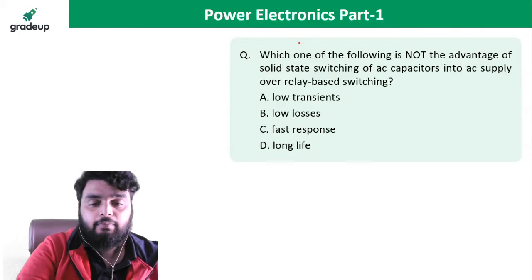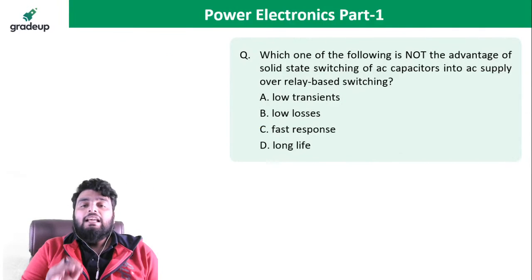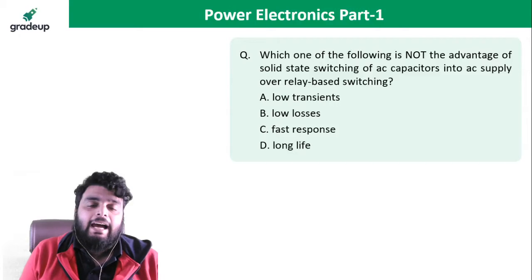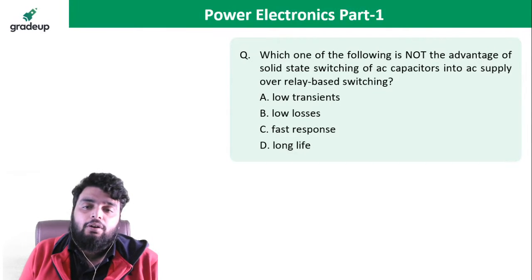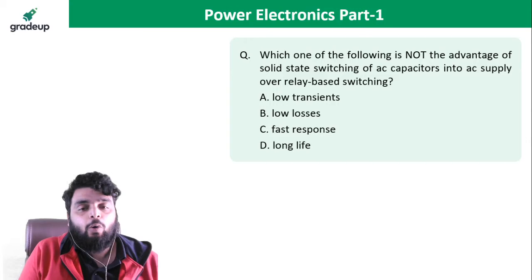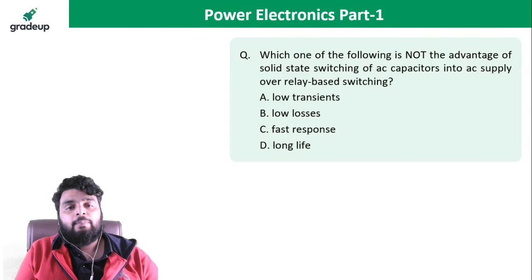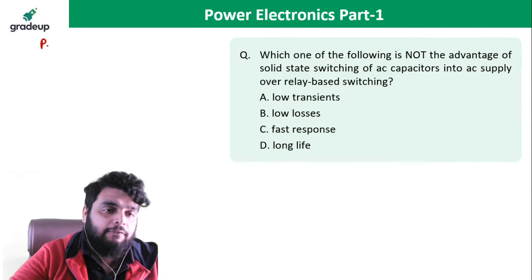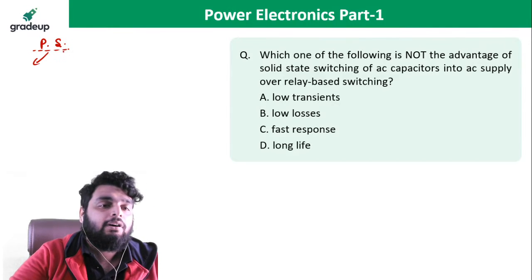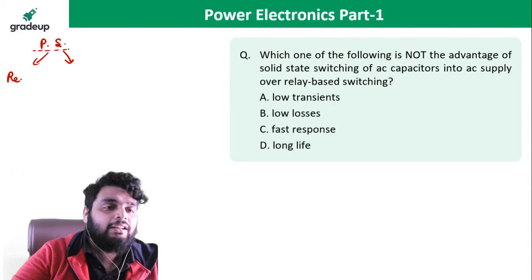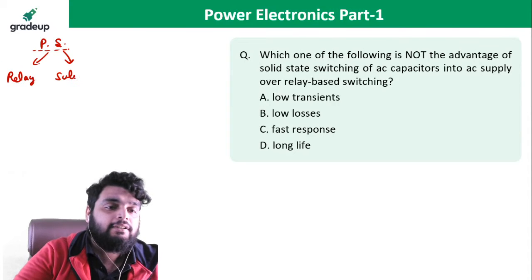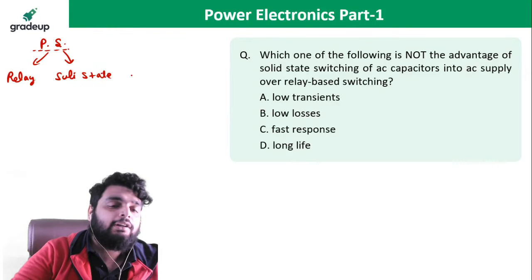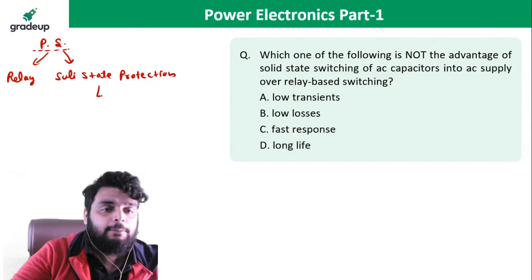Okay, good. Next question. Which one of the following is not the advantage of solid state switching of AC capacitor into AC supply over relay based switching? You know, in a power system, if you have read about the protection in a power system, there are two types of protection we use. One is the relay protection and one is the solid state protection. In solid state protection, we use the power electronic devices.